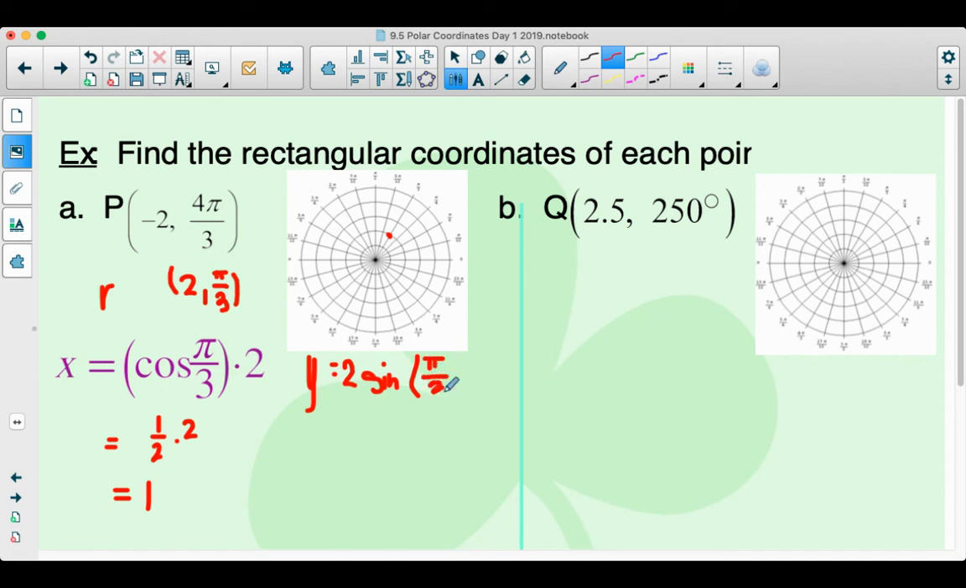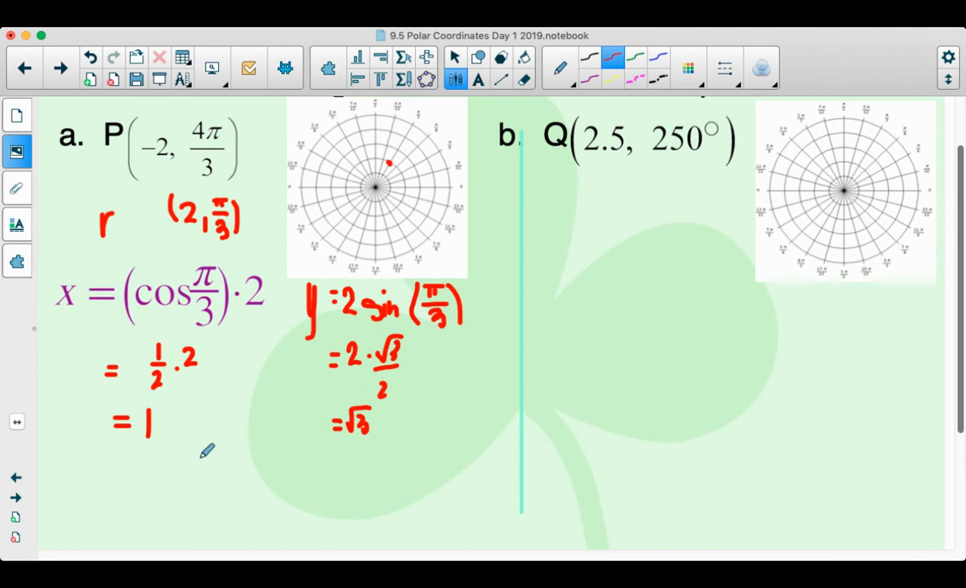So we've got 2 times the square root of 3 over 2, which leaves us with the square root of 3. No need to put this in your calculator. No need to approximate anything. We like exact answers. So this gives us the ordered pair, 1 comma square root of 3, and that's our rectangular coordinate. If I were to put an XY coordinate plane right on top of it, that point that's already plotted would hit at this point.